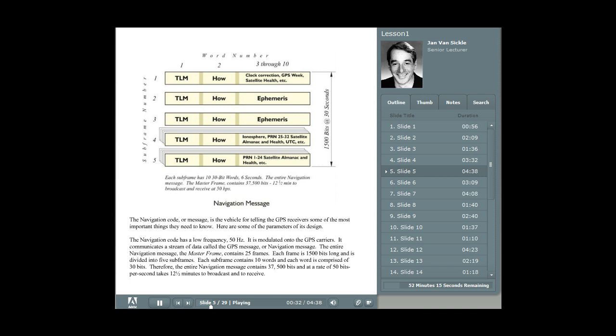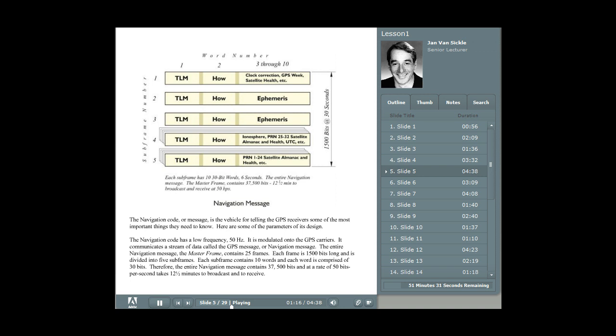Now, each word, TLM, for example, stands for telemetry, and HOW stands for handover word. I'll say a little bit about those, but the more important aspect at the moment is over on the right-hand side: the subframe, clock correction, GPS week, satellite health, etc. in subframe 1, and then 2 and 3 are devoted to the ephemeris, and then 4 and 5, as you see, ionosphere, which we've talked about a bit, and then of course PRN satellite almanac is mentioned here as well. This goes to the identification system that I mentioned.